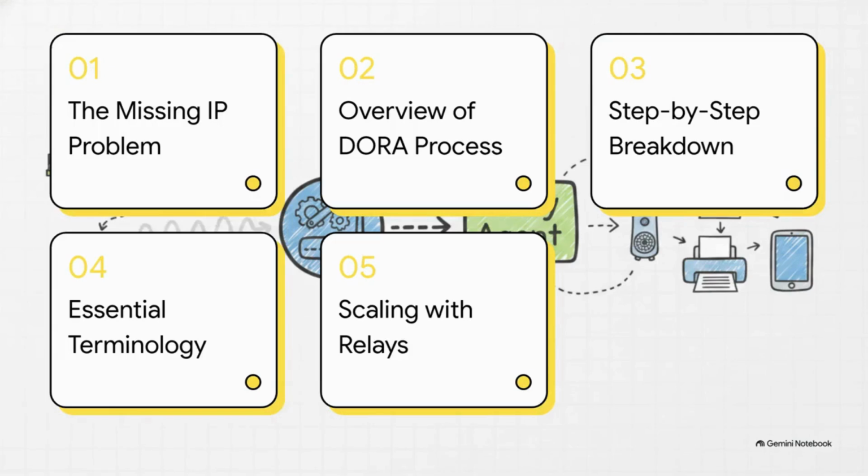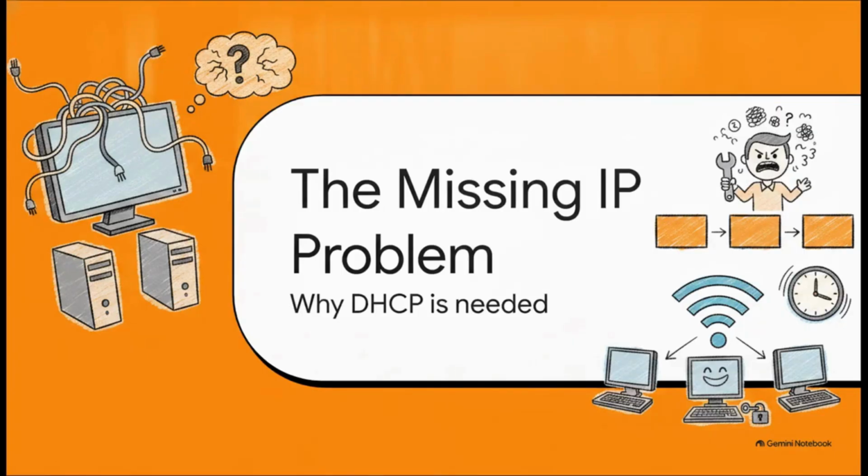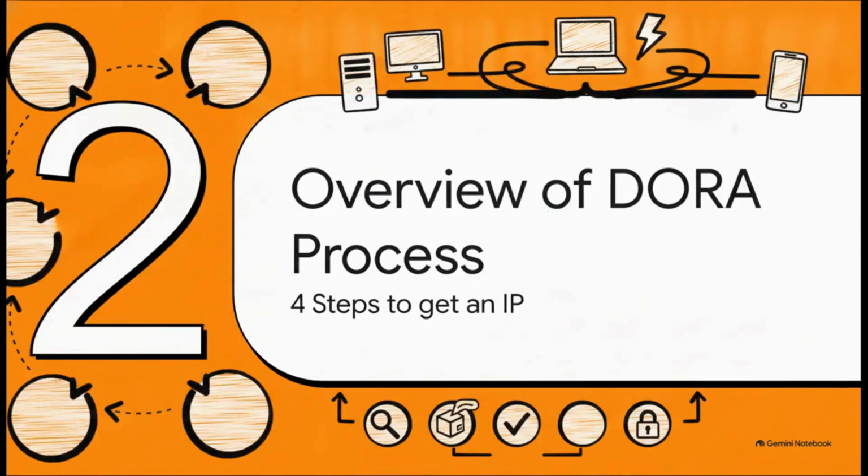No way. So here is our roadmap for this explainer. We'll start by looking at the missing IP problem. Then we'll get a high-level overview of the DORA process. From there, we'll break down DORA step by step, cover some essential DHCP terminology, and finally, we'll talk about scaling all of this up with relay agents. All right, Section 1, the missing IP problem. Moving right along to Section 2, Overview of the DORA process.